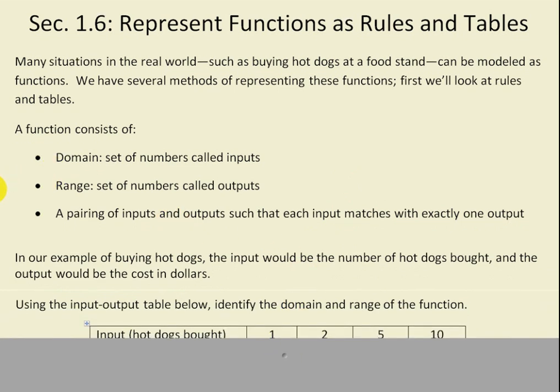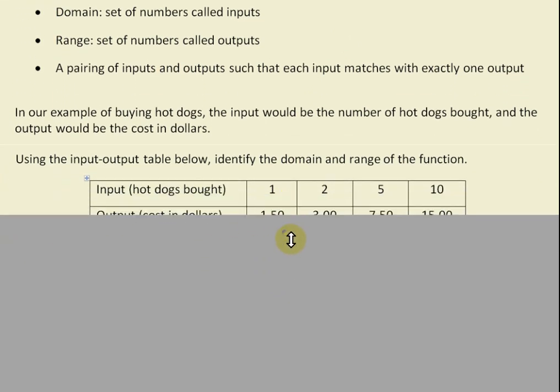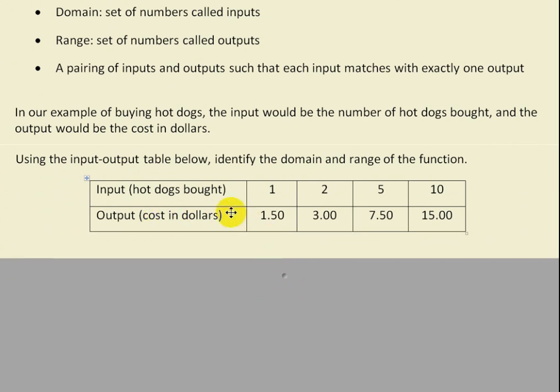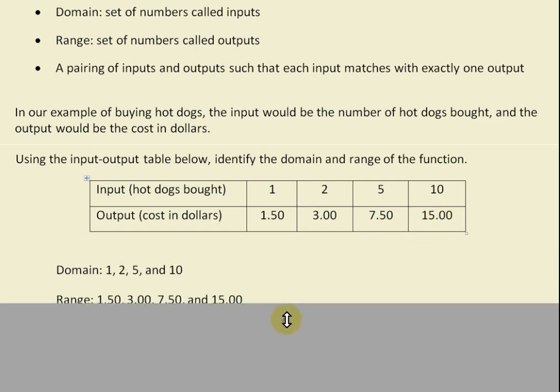So if we wanted to look at the idea of hot dogs, we could model this with the total cost based on the number of hot dogs you buy. So the input is how many hot dogs you buy. The output is how much it's going to cost. So here we have one hot dog will cost $1.50. Two hot dogs will cost $3. If you were to buy 5 hot dogs at that rate of $1.50 a piece, you're going to pay $7.50. And if you buy 10 hot dogs, you'll pay $15. Notice there's no quantity discount here like there would be in some situations.